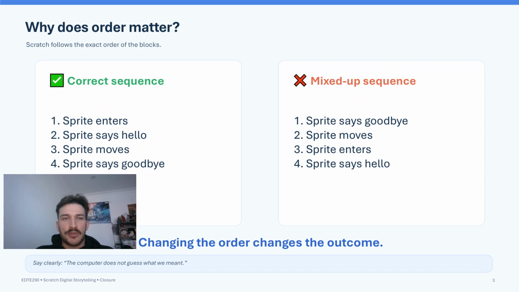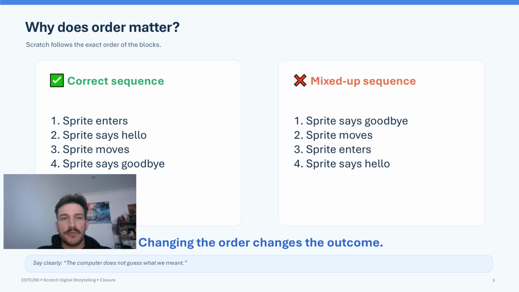This shows us something very important about computers. The computer does not guess what we mean. It follows instructions exactly as we place them. So if our coding blocks are in the wrong order, our Scratch story may not make sense.